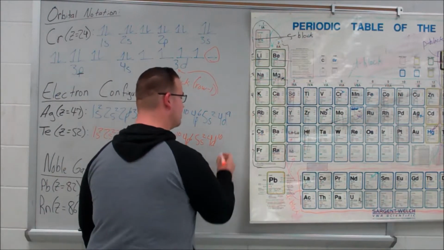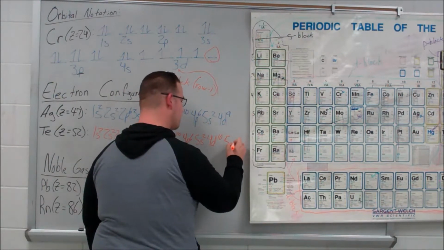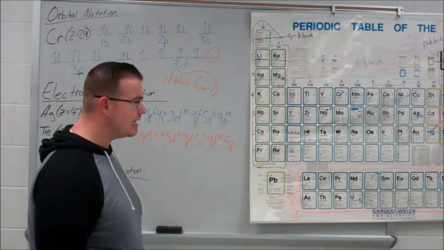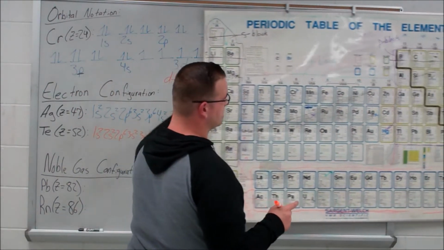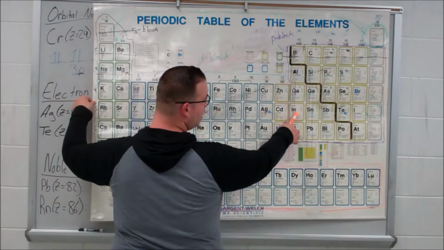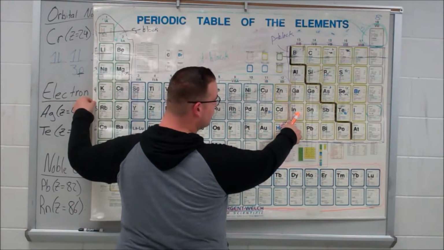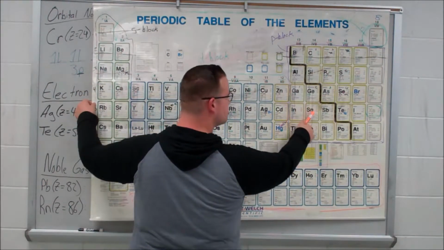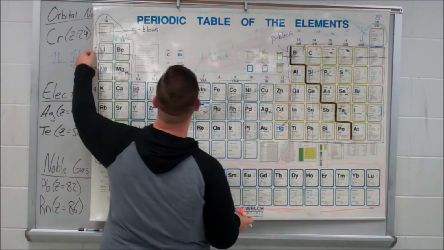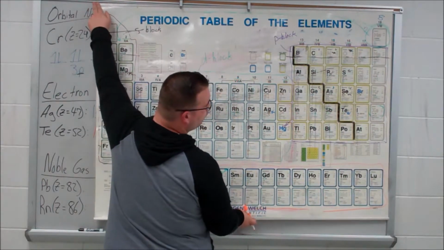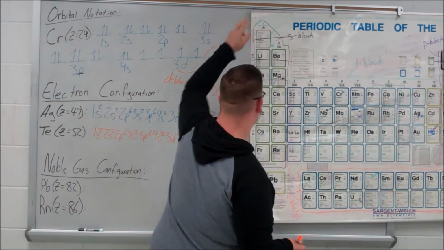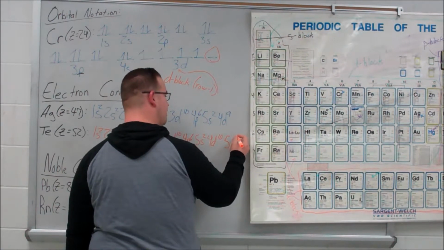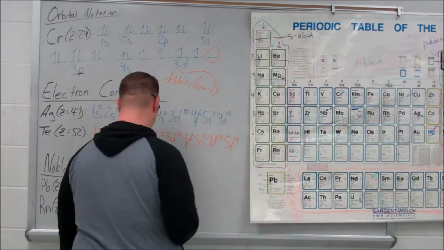But now I get to the 5p. My 5p is not full. I go in and I look at my periodic table. Here's where my P block starts in the 5th row, here in indium. So 1, 2, 3, 4. I'm looking to go 4 in. So that gives me 4 electrons I have to represent. So it's 5p4.